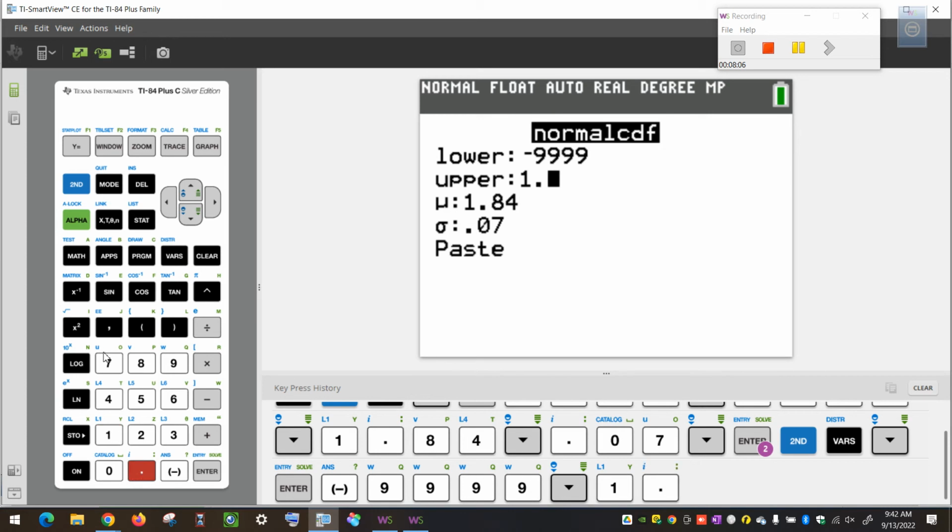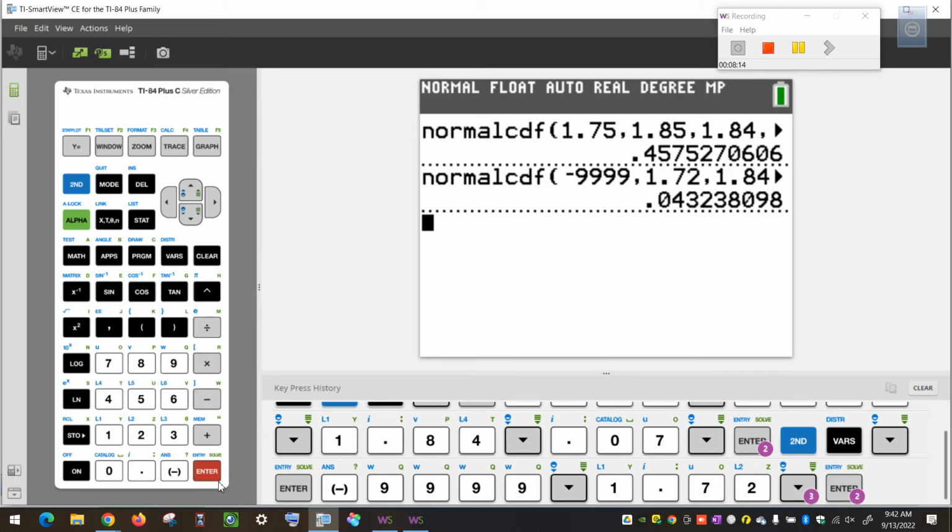We actually don't need to change the mean or standard deviation since we already had this typed in from the last step. We're going to go ahead, press paste, press enter, and we can see that that's only happening about 4.32% of the time. So it does not look like Mr. Wilcox is going to beat his friend very often.